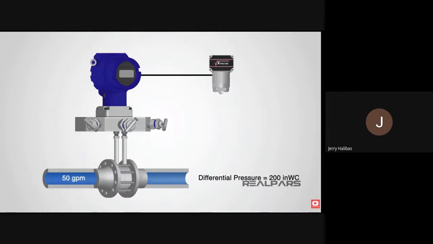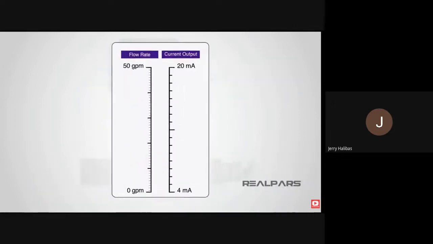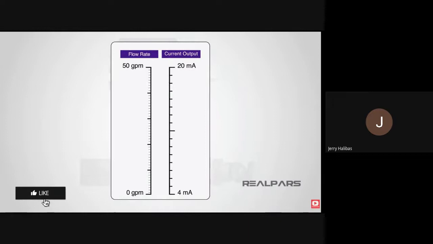In our example, we are using a non-SI pressure unit called inches of water column. Inches of water column is one of several recognized pressure units and is very common in North America. The flow transmitter connected across the orifice produces a current output of 4 milliamps at 0 gallons per minute and 20 milliamps at 50 gallons per minute.